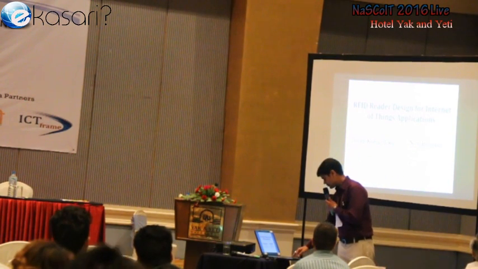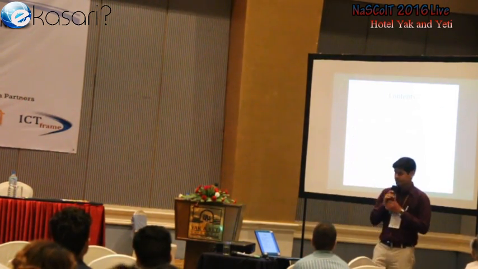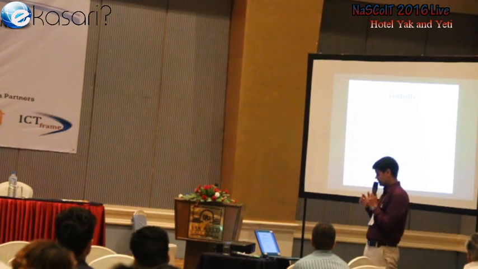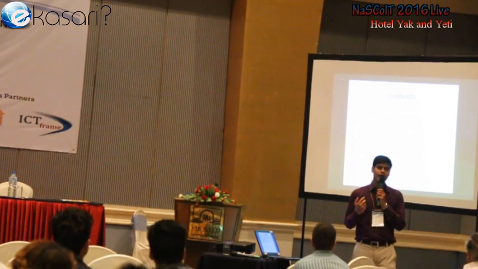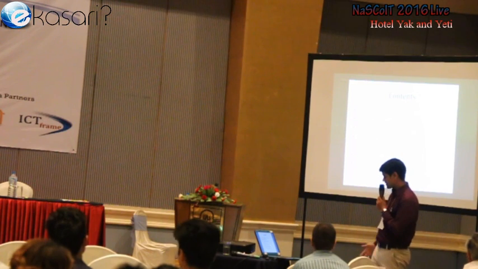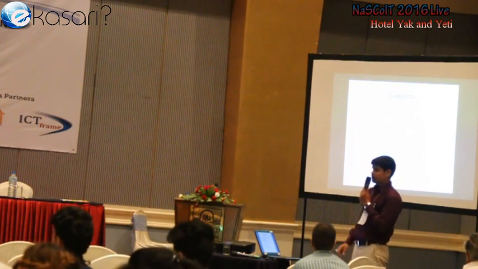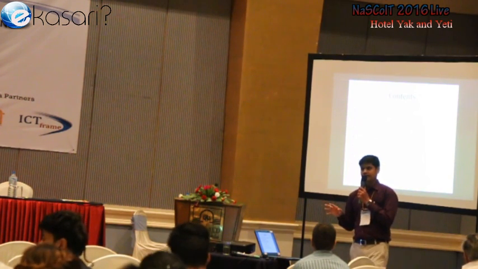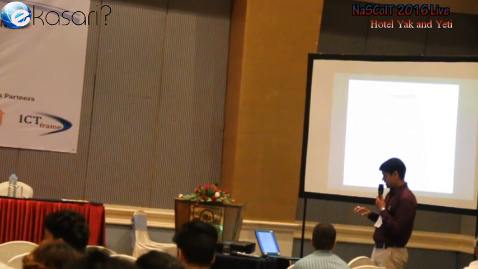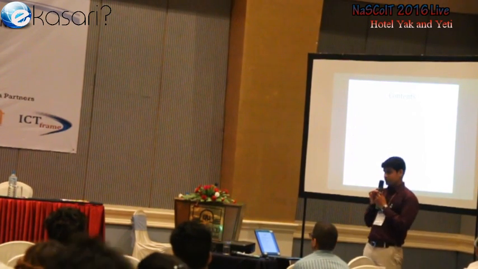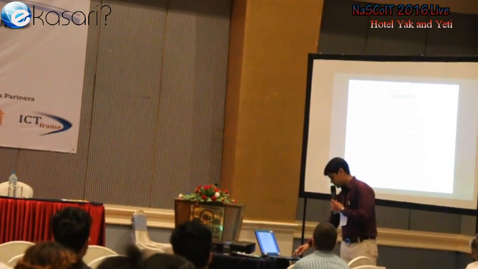The contents of my talk are as follows. Automatic identification: first we understand what automatic identification is. Then we understand the role of the RFID reader in different applications. Then we will understand the working of the RFID reader. Then we connect those RFID readers for Internet of Things applications. Then we discuss the types of RFID readers, then the designing of an RFID reader for Internet of Things applications, and finally the conclusion and future scope.